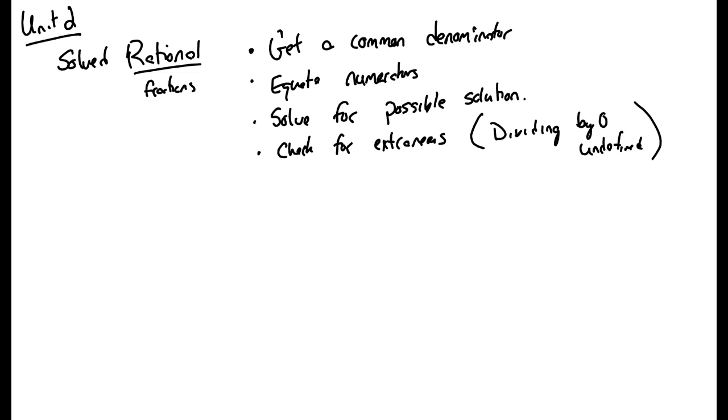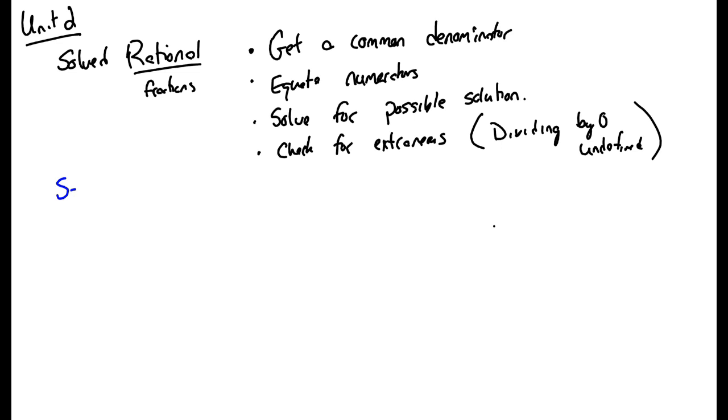We get a common denominator. Once you get a common denominator, you multiply the bottom and the top by the same factor. You equate the numerators and solve that resulting equation. If it's quadratic, you're going to set it equal to 0 and hopefully factor it from there. Once you get your solutions, you then have to go back and check. You have to check the denominators and make sure you're not dividing by 0. You're not making an undefined value.